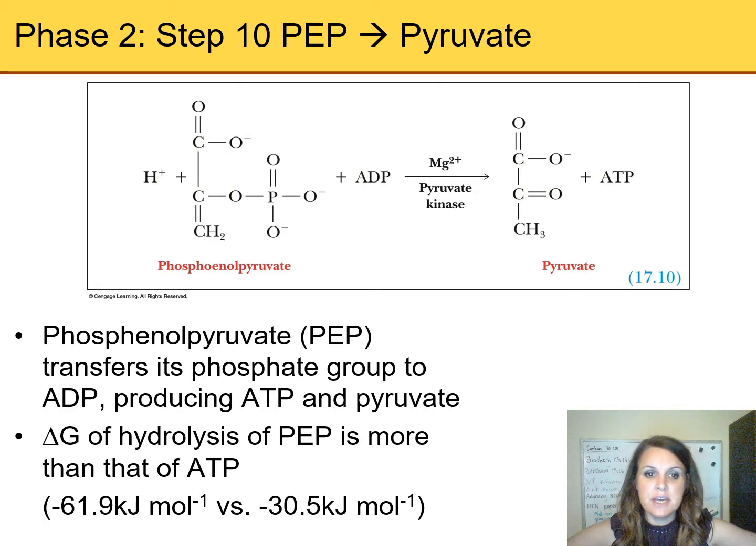And why is that important? Because phosphoenolpyruvate transfers its phosphate group to ADP, finally producing ATP and pyruvate. The enzyme that catalyzes this is pyruvate kinase, and it has a delta G of hydrolysis of phosphoenolpyruvate that's more than the hydrolysis would be for ATP. So you can see it has a very high energy bond. The other thing I want to point out with this reaction and quite a few other reactions is that you're going to see magnesium ion showing up as a cofactor. So this is a factor that is not modified by the reaction, but it's important in catalyzing the reaction.